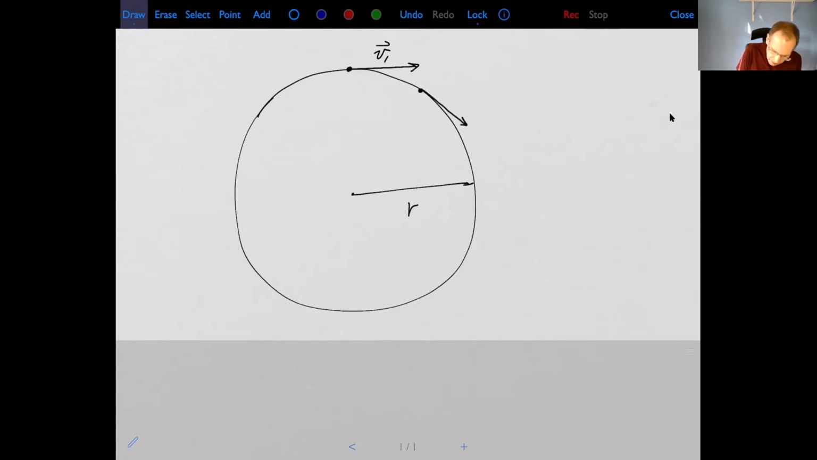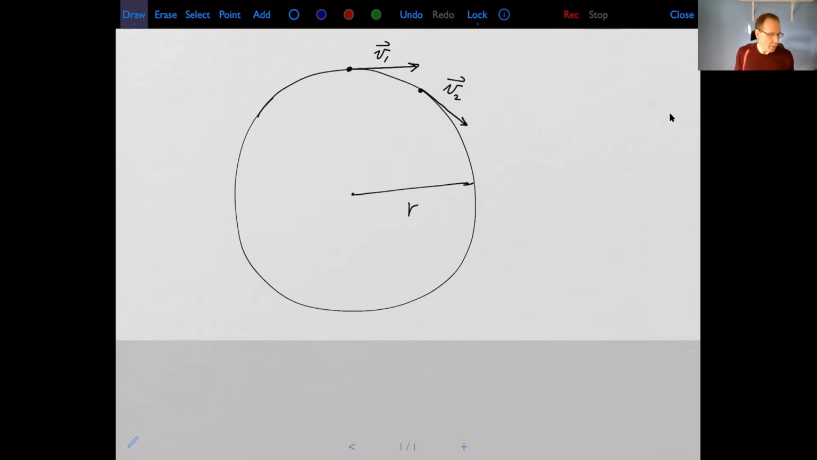Right, the velocity vector is always going to be tangential to the path. Remember, it's traveling in a circle. And when I say it's traveling at a constant speed, it means that the magnitude of those velocities is the same, right? It's constant. So the length of v1 and v2 are always going to be equal.